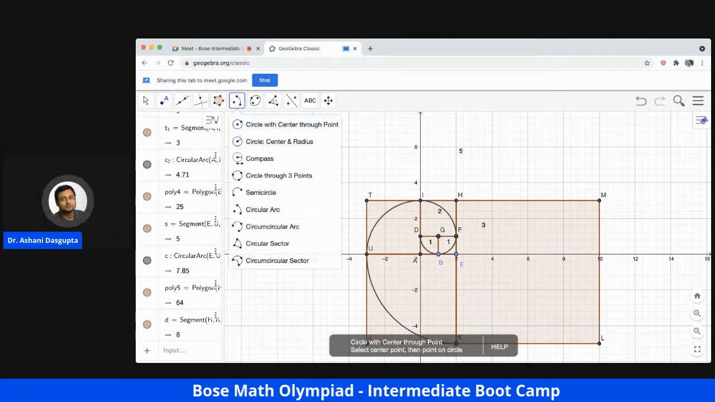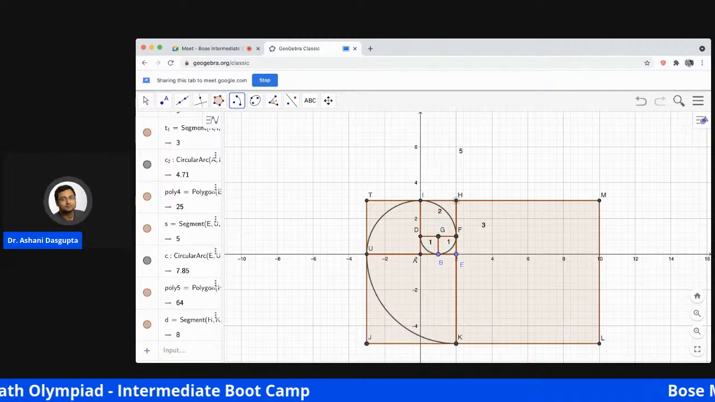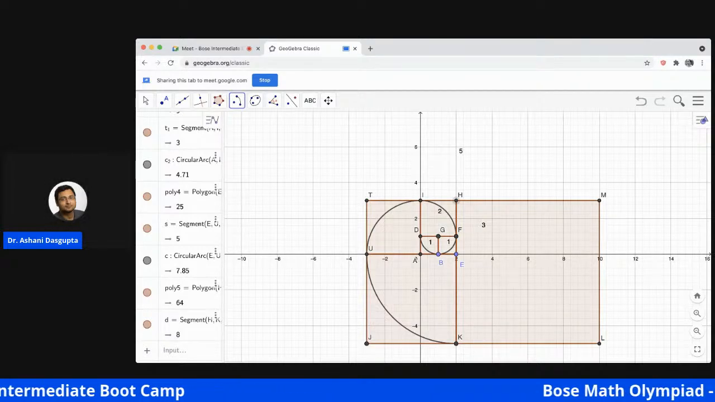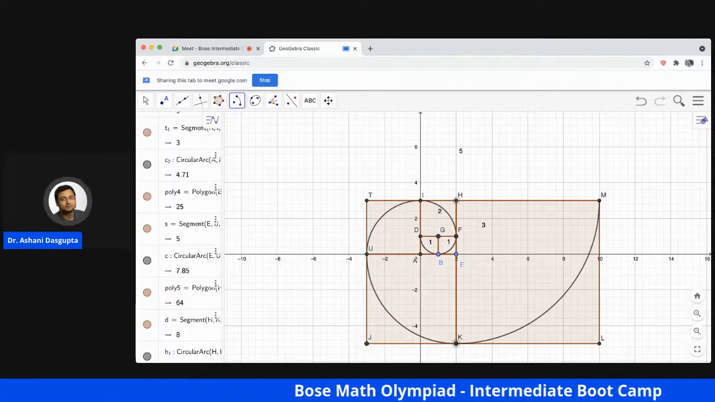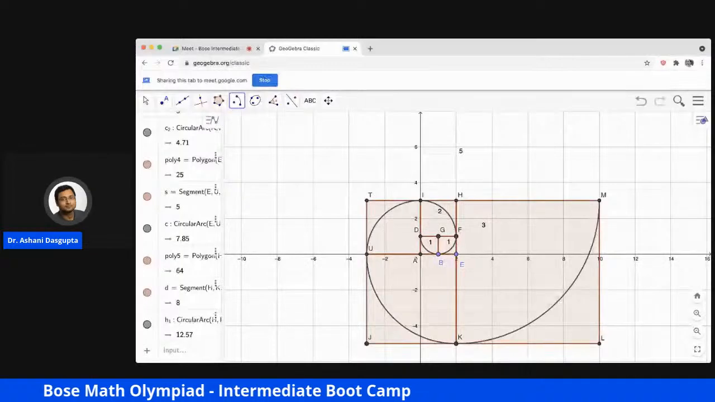Sir, I'm not understanding how to draw that arc. So you select the point, which is the center, select the starting point, and then go to the ending point. And you should be able to see the arc. Okay, sir, got it.